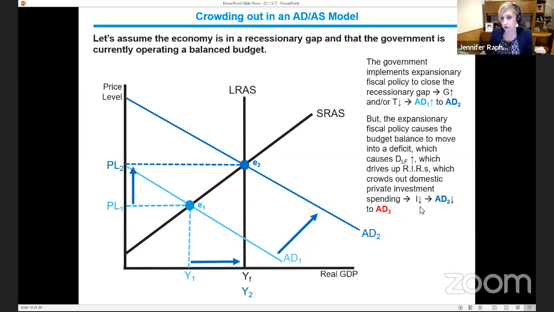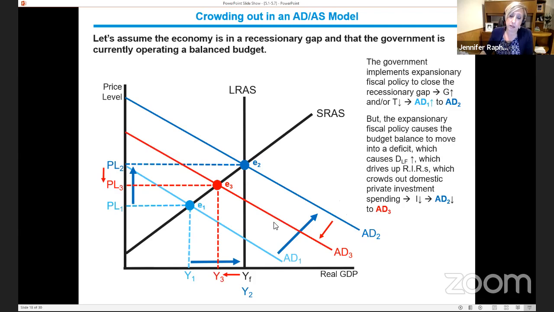And so the decrease in investment spending is going to cause aggregate demand to shift to the left. And so we could end up in a new equilibrium here at E3. So if the goal of the policy was to close the gap, the increase in real interest rates might be offset by a decrease in investment spending. And this is crowding out in the ADAS model. So remember, if you're talking about complete crowding out, then all of the increases in aggregate demand would be offset by decreases in investment spending.